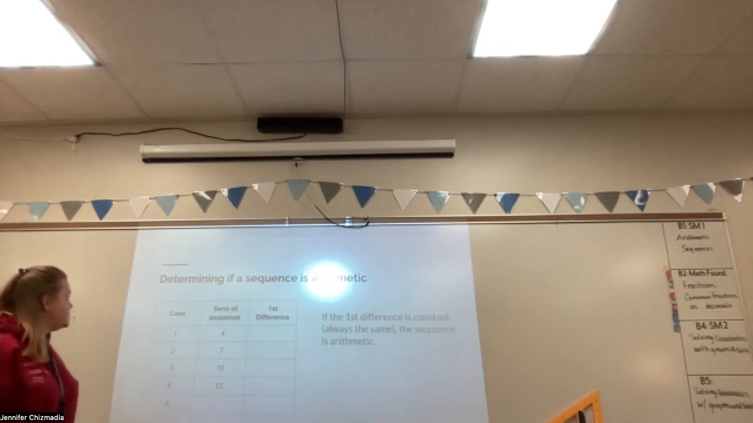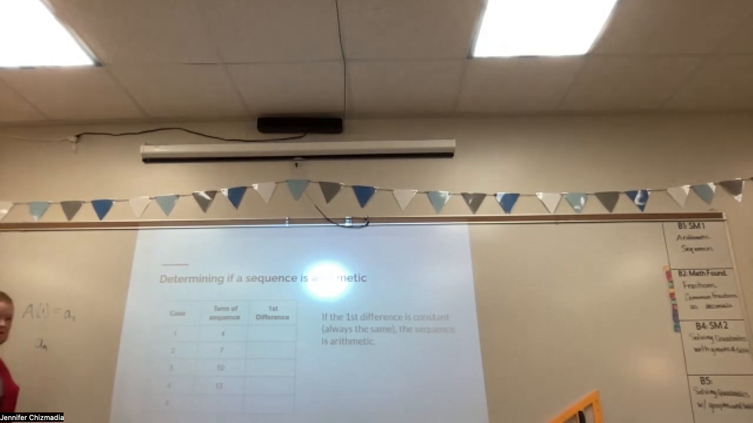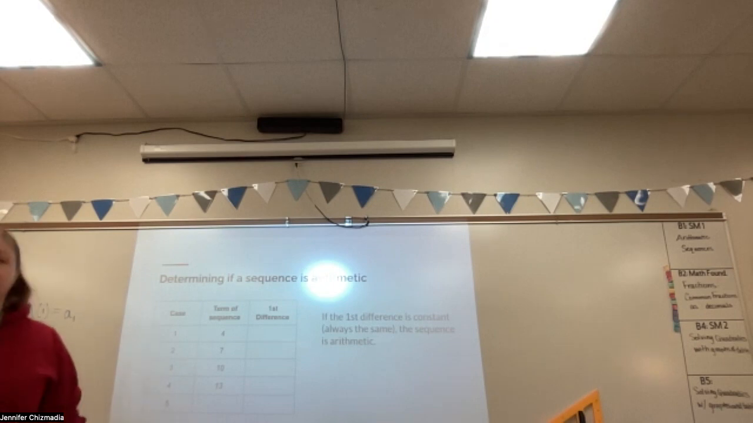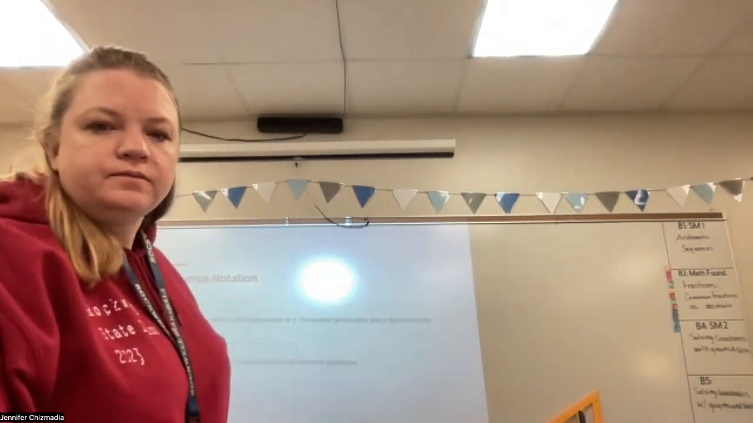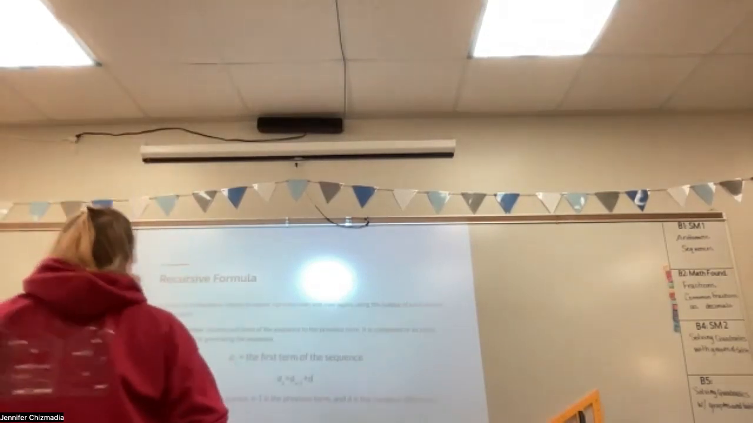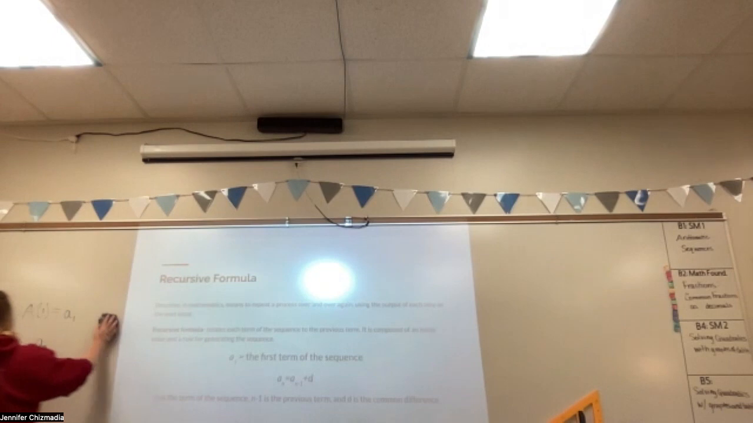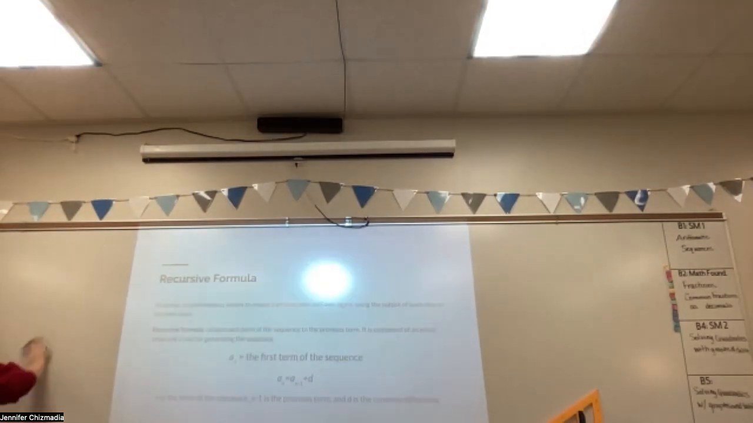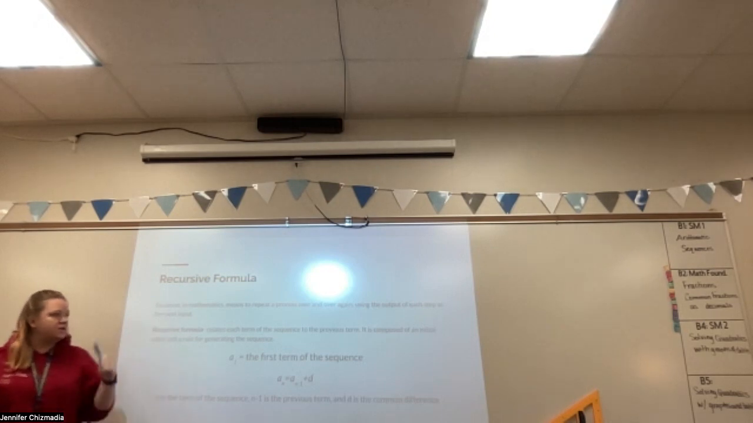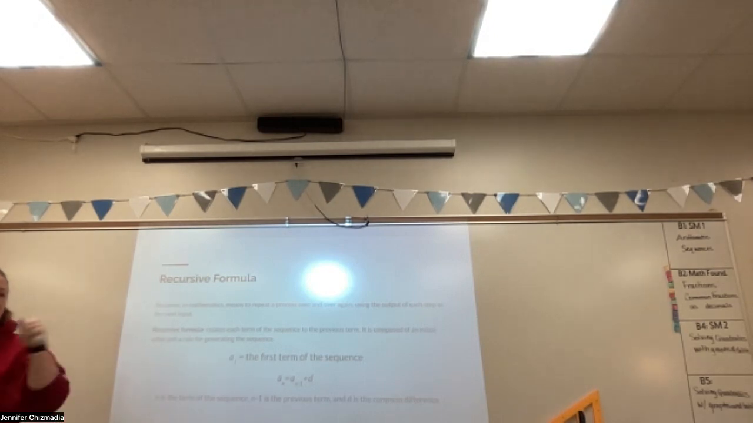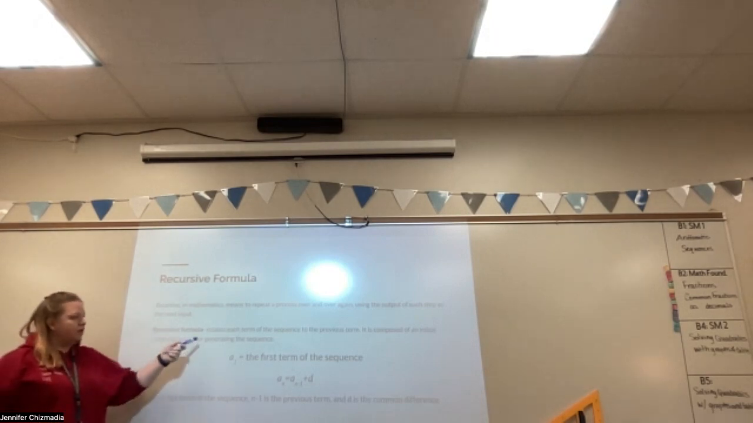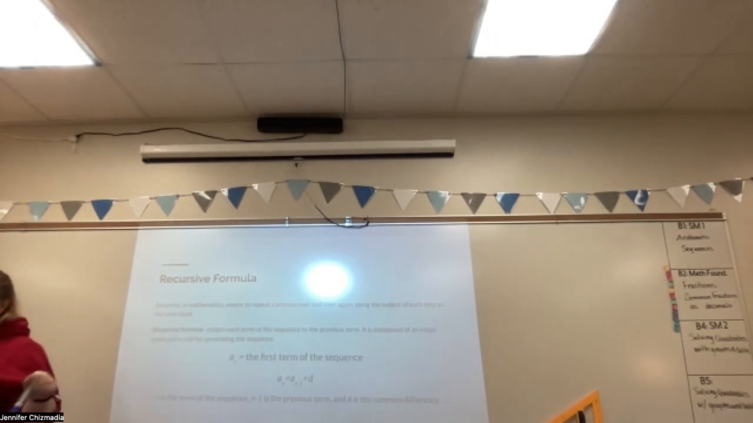So the big question we're going to face is, how do we determine what the equation is for a function or for a sequence? The first kind of formula we're going to talk about is a recursive formula. There are two different ways to write these formulas down: recursive and explicit. We're going to do recursive first. Recursive in math means to repeat a process over and over again, using the previous output as the new input. So a recursive formula relates each term of a sequence to the term before it.